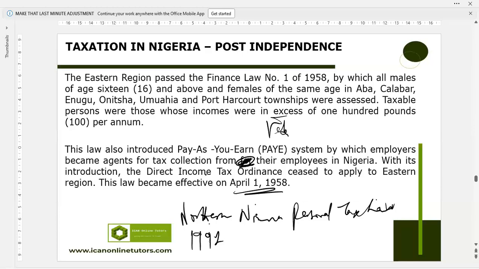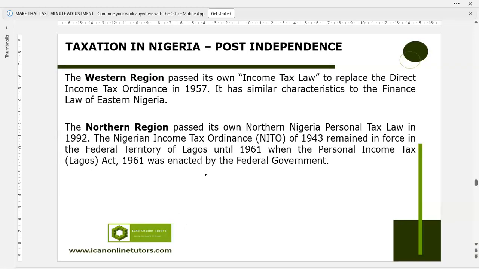Okay, so which is the federal territory? The federal territory of Lagos, up until 1961, when the Personal Income Tax Lagos Act of 1961 was enacted by the federal government. So that's a brief history of the Nigerian tax law. Okay, so you have everything here. You can read them up later.